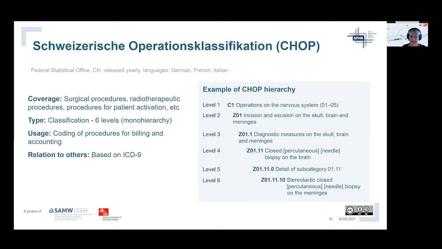As I mentioned, 6 levels of information, and important to remember when you prepare data or when you receive data for your research project, what you will find is only the most granular code. So in the coding handbook or guidelines, it's clearly stated that coders should only code the most specific procedure, and you will find 6 level codes for CHOP.